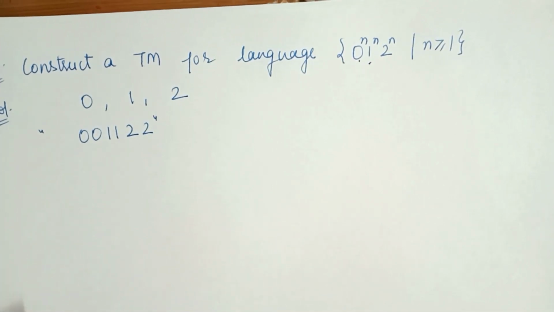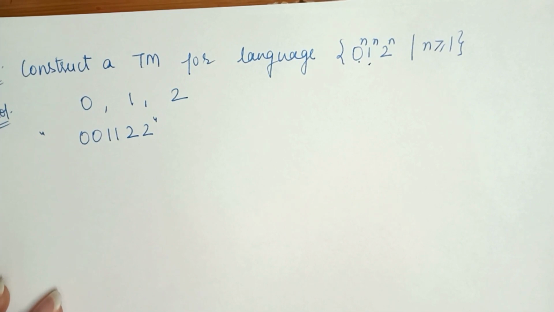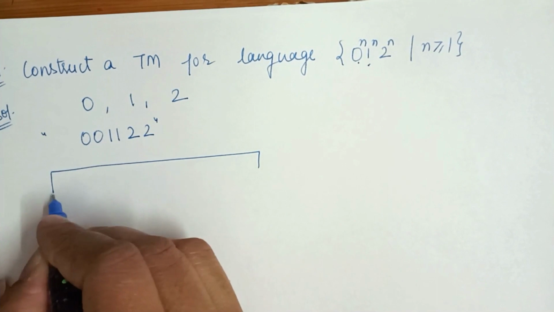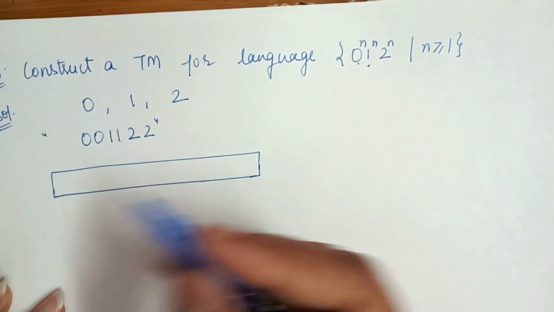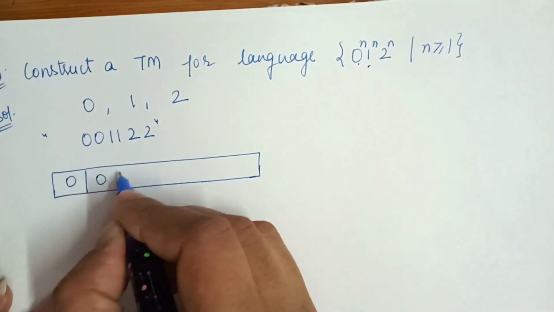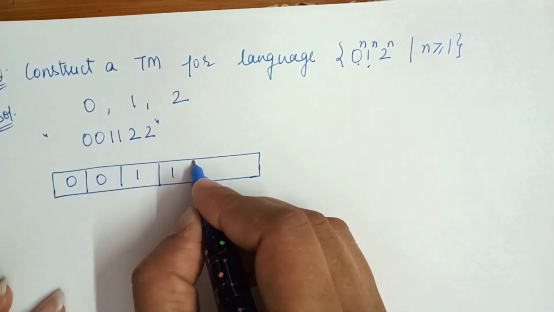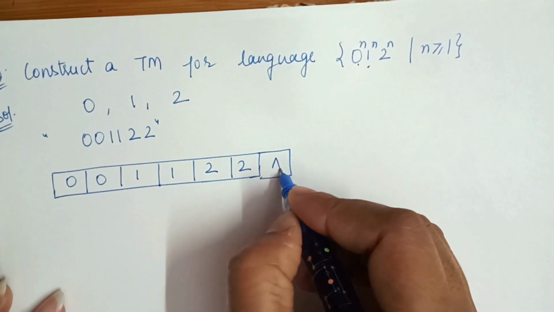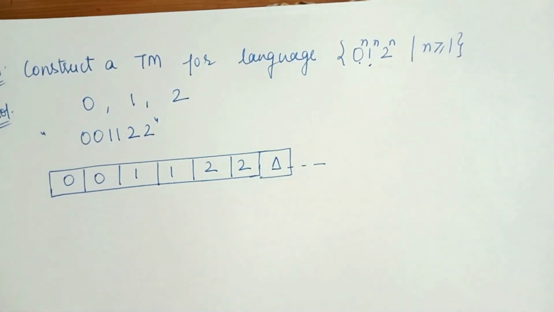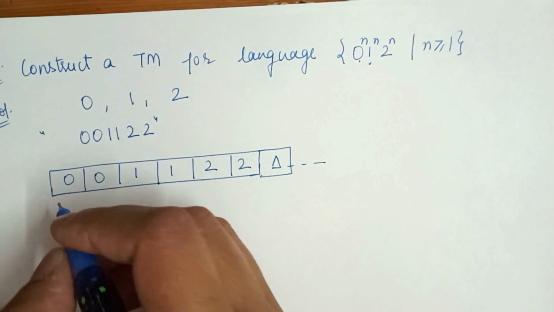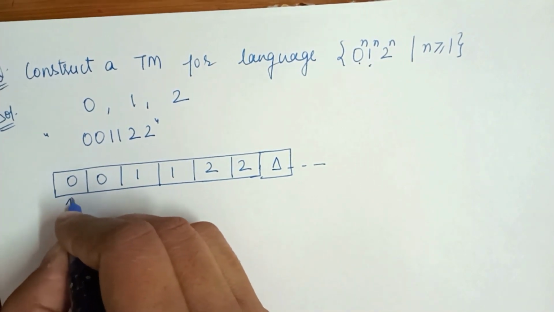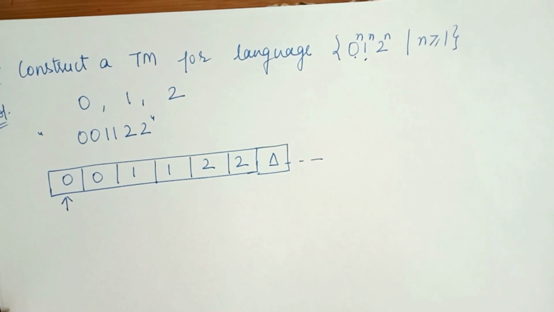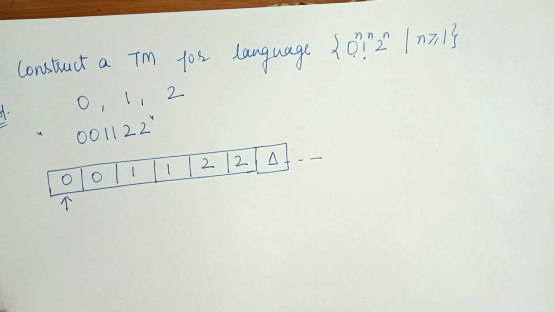As we know, first we have to put this input string onto the input tape. So we put this string like this, 0, 0, 1, 1, 2, 2 and one blank character, that is delta. And the tape head is always pointing to the first symbol of the input tape, that is 0, and initially we are in the Q0 state.